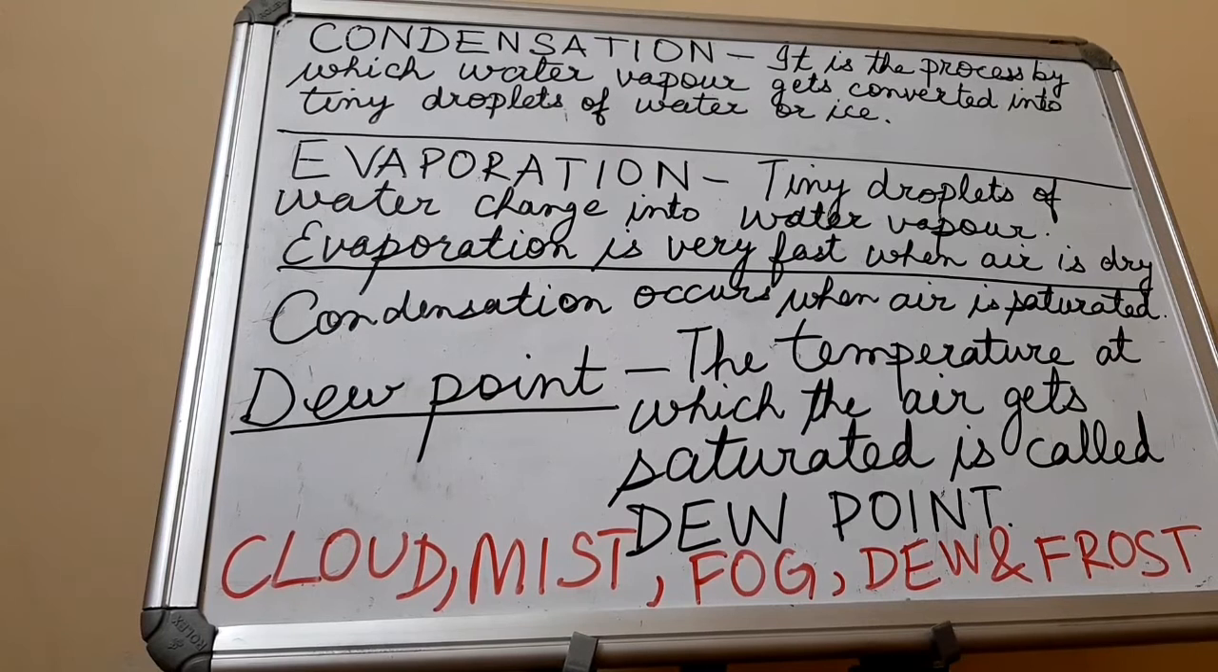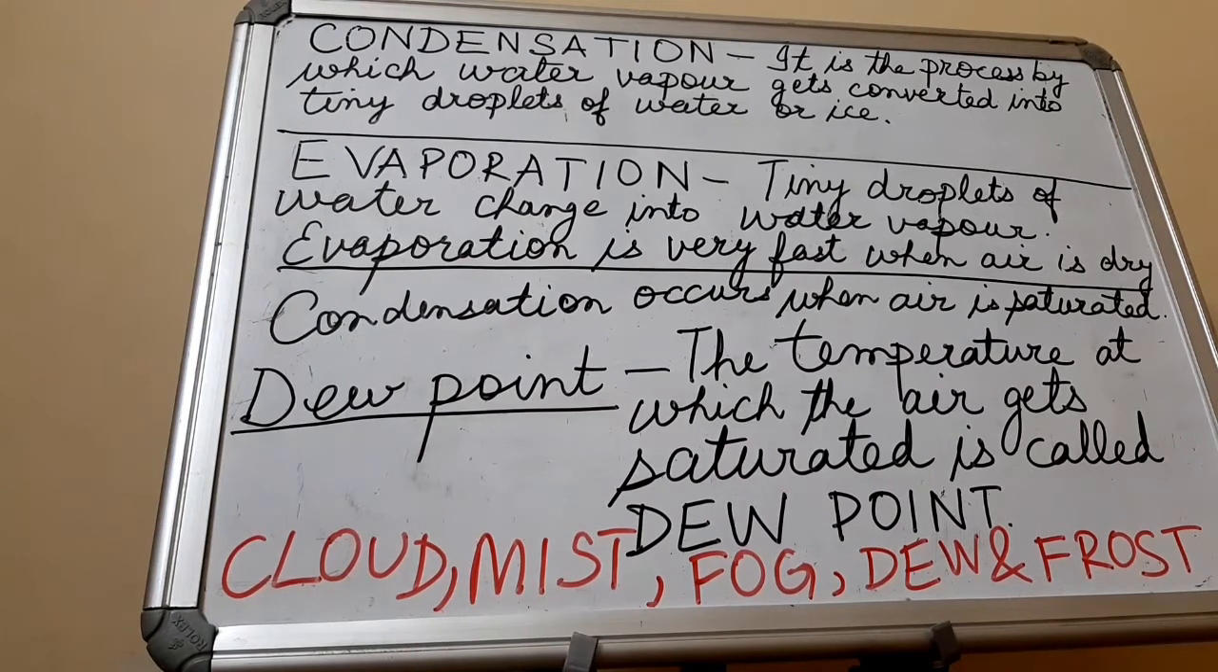Then another form of condensation is dew. So dew occurs on the surface of the earth, especially during the winter. At night, when the air is calm, when there are calm conditions and the temperature is very low, water vapor condenses to form droplets of water on the surface of the earth. This is called dew.